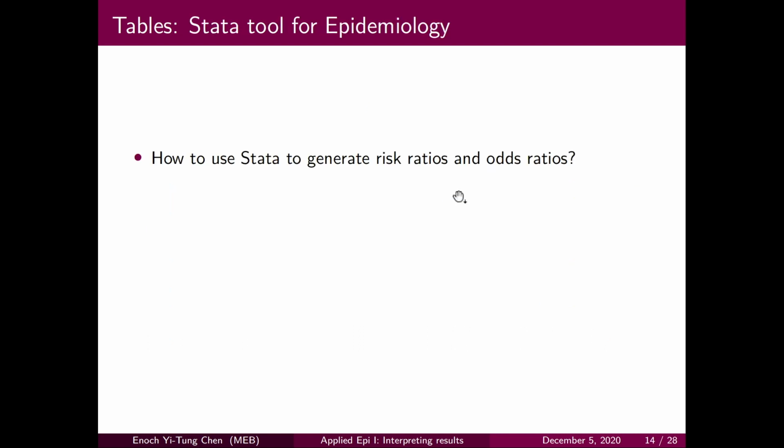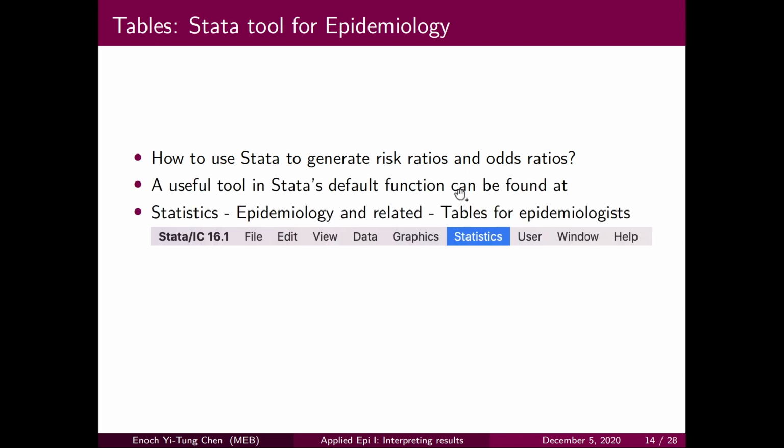Till this point, we are probably not yet satisfied because we often want to use data to generate risk ratio and odds ratio as well. And actually, there is a really useful tool in Stata called Tables for Epidemiologists. You can go to the bar at the top and go to Statistics, Epidemiology and Related, Tables for Epidemiologists. Then you can choose what function you want to implement.